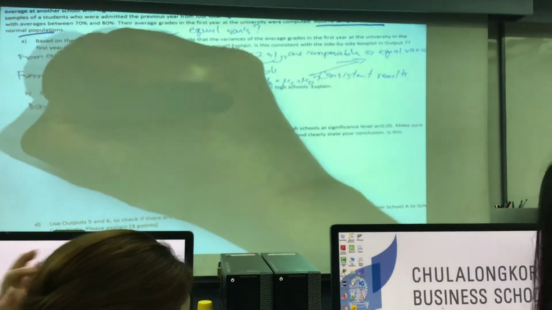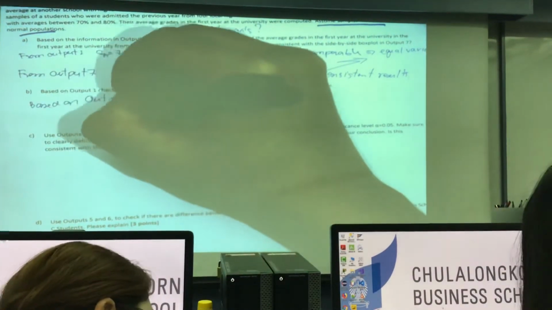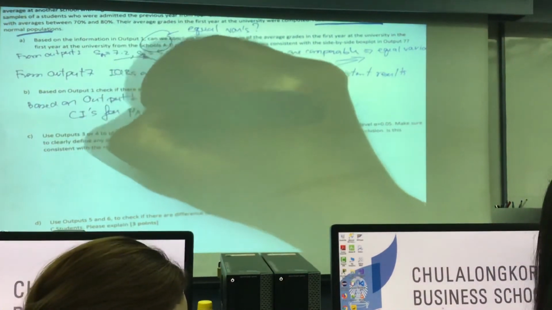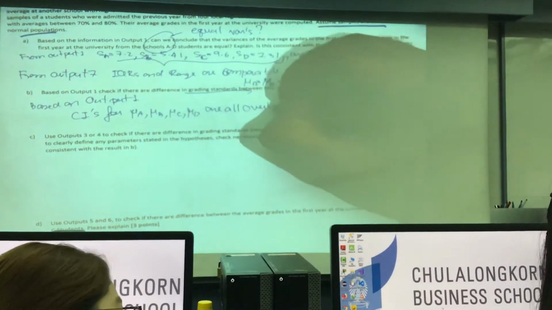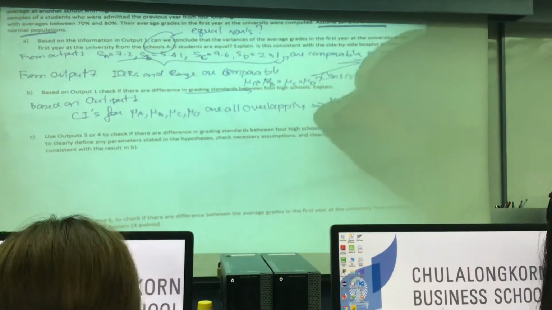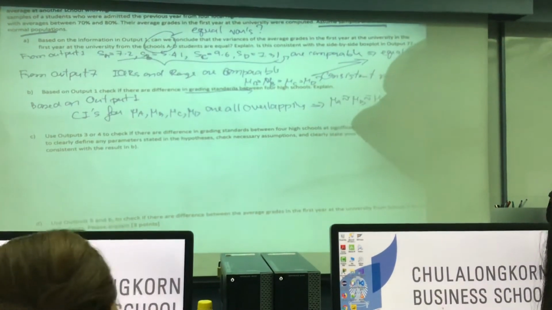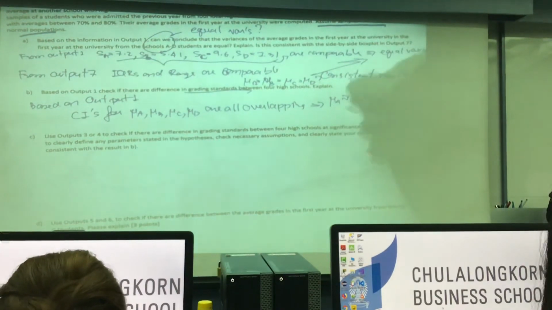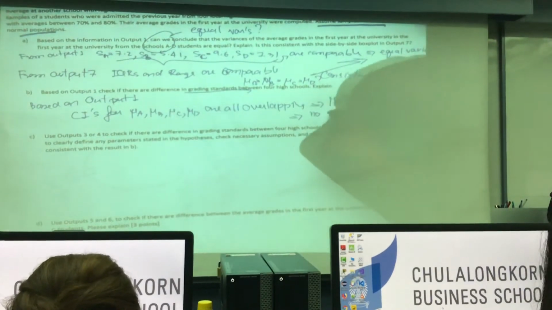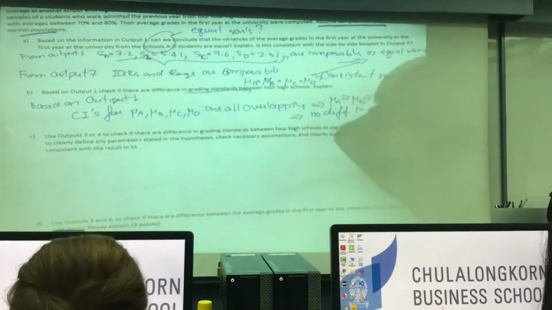So I would say that based on output 1, the confidence intervals for mu A, mu B, mu C, and mu D are all overlapping. That implies that mu A is about the same as mu B, the same as mu C, and mu D. No difference in grading standard.